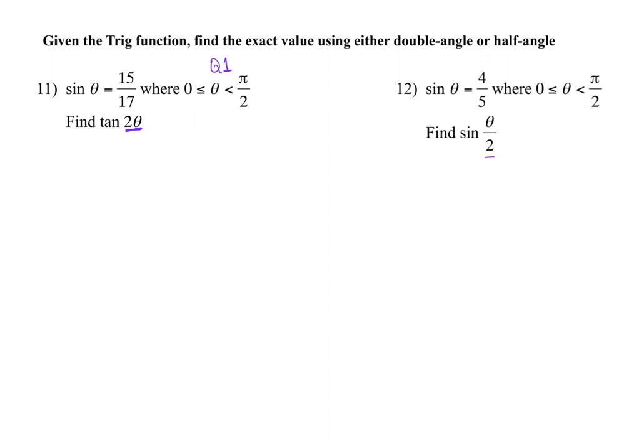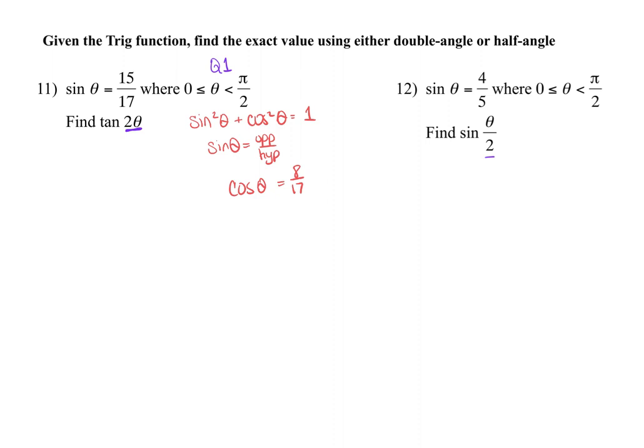If you are finding tangent, you do need to find the cosine. So you can use a couple of methods. You can say the Pythagorean identity, sine squared plus cosine squared equals 1. You can use SOHCAHTOA, sine of theta is opposite over hypotenuse. So you can use Pythagorean theorem to solve for adjacent. However you do this, you will get that the cosine of theta equals 8 over 17.